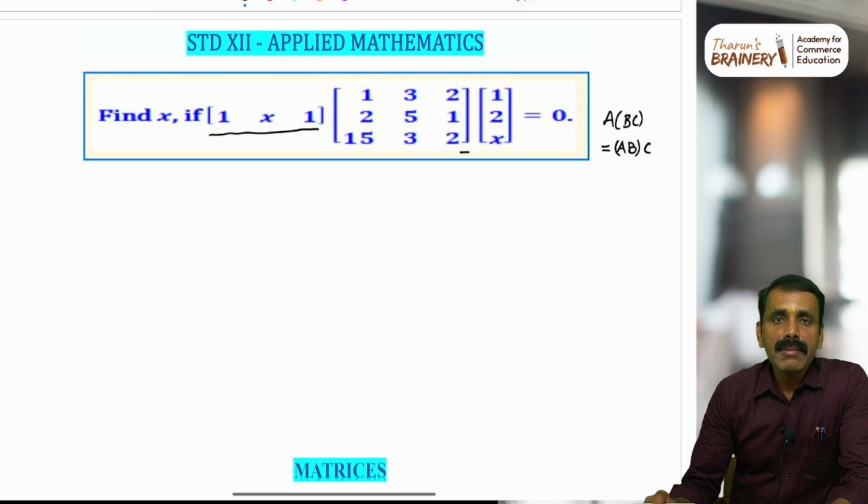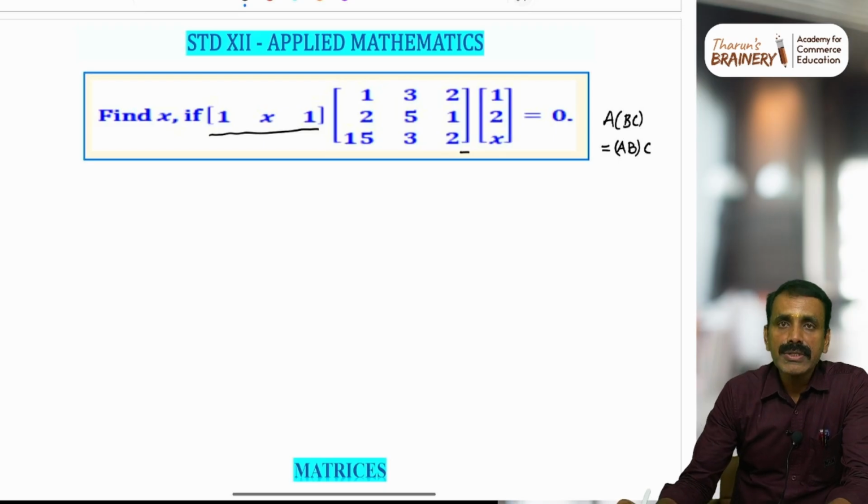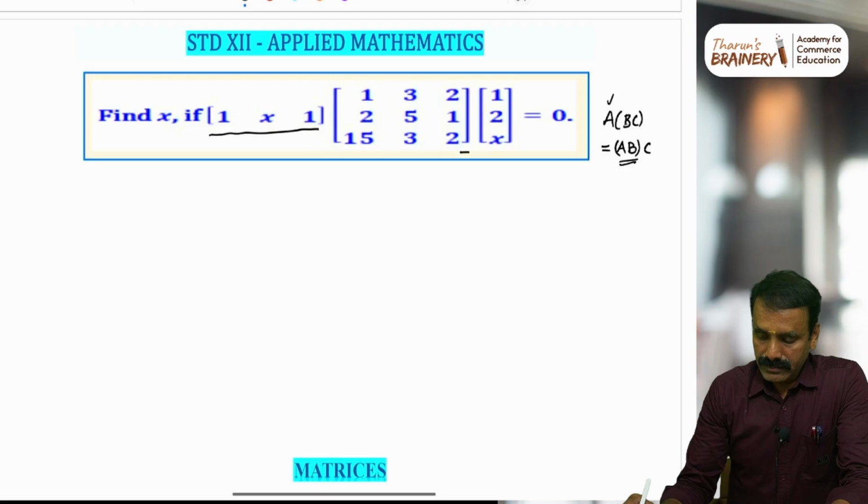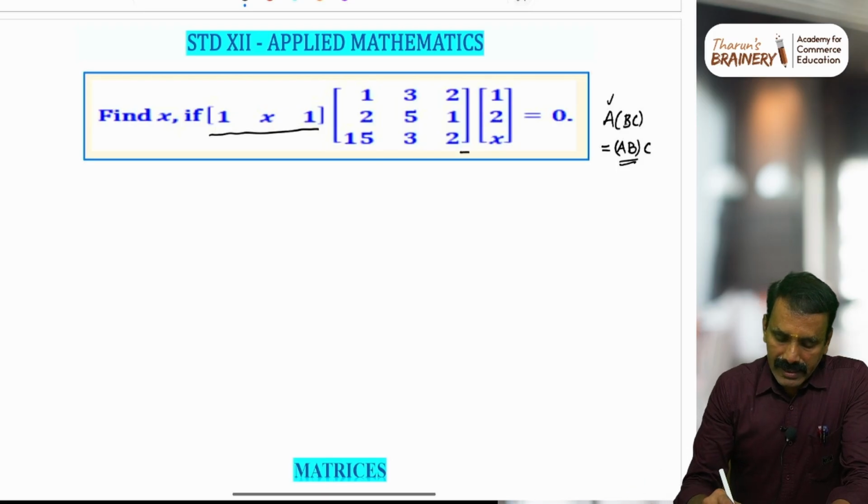Both will give you the same answer. This is called associative property. Multiplying matrix A with the product BC, or you can find the product AB and then multiply it with C.